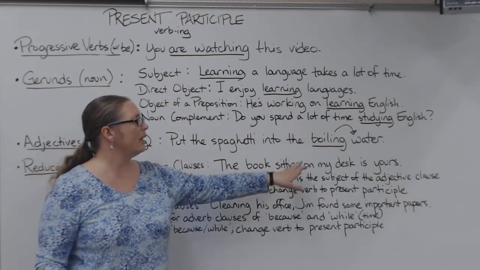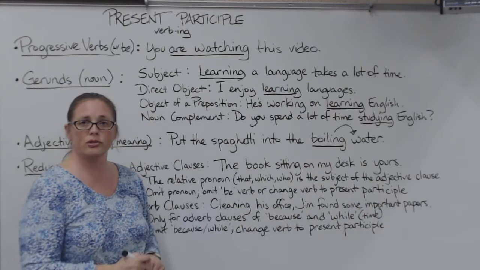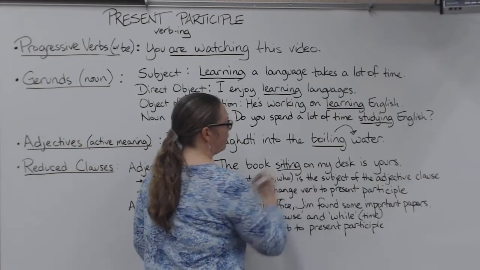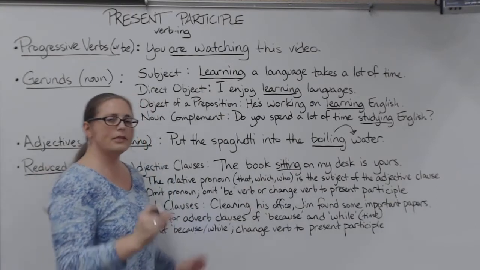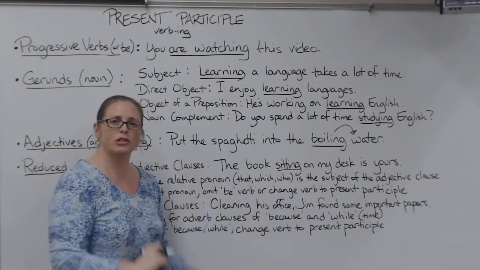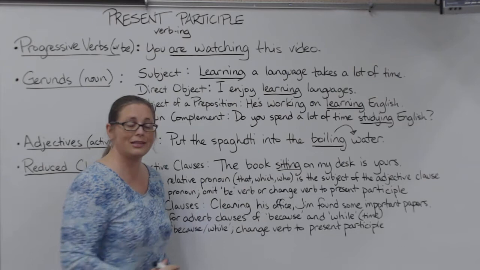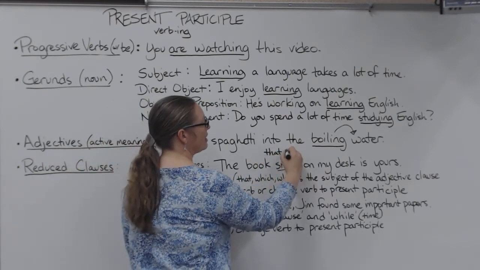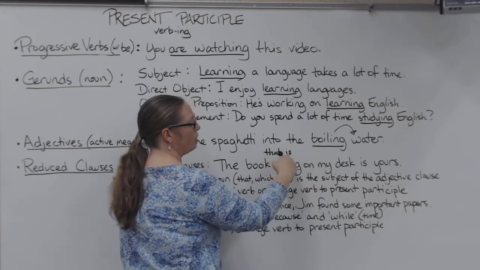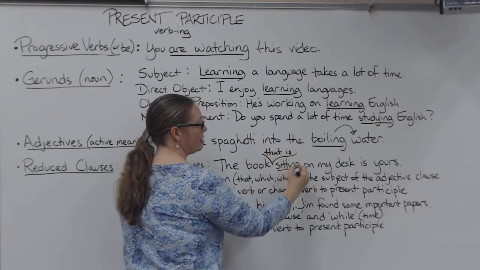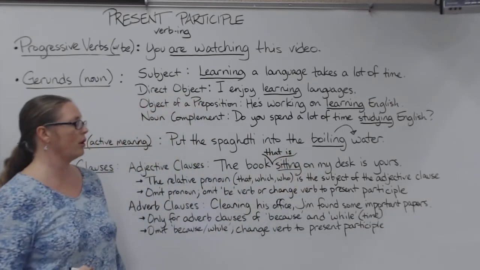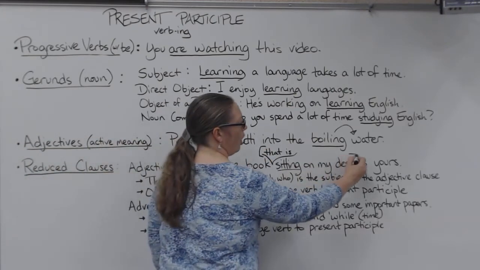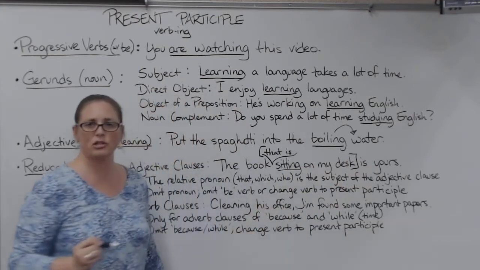The book sitting on my desk is yours. Do you see the present participle? Right here, sitting. This is a reduced adjective clause. The complete adjective clause would be the book that is or which is sitting on my desk is yours. And this is the beginning of the adjective clause. This is the end of the adjective clause.